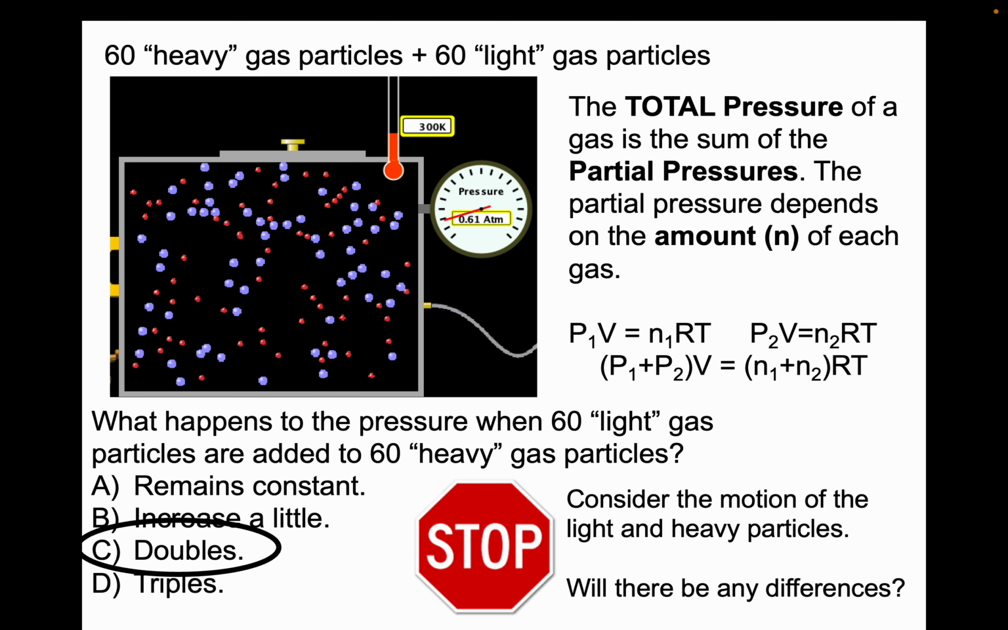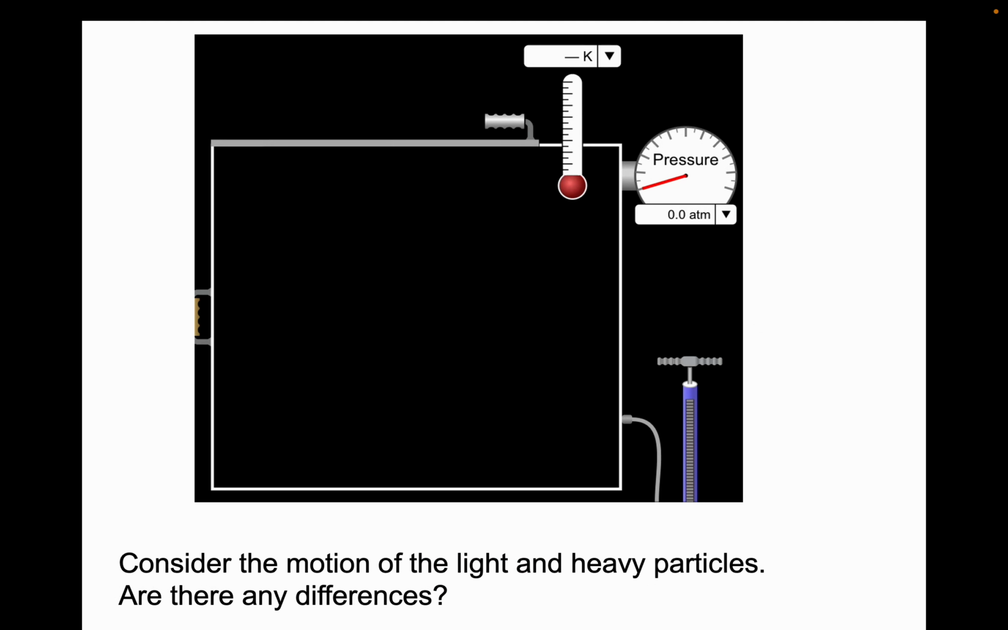Now, what about the particle motion? Will there be any differences? We see that the total pressure has doubled because we've doubled the number of the particles. Will the motion of a light particle be identical to the motion of a heavy particle? Let's use the sim to explore it.